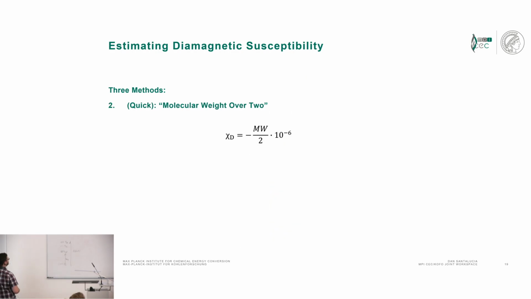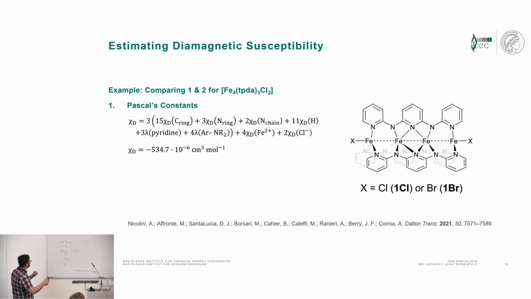But I want to highlight the other method, which is the quick and dirty method: molecular weight divided by 2 times minus 10 to the minus 6. Okay, so if you're lazy, or maybe if you can't find a specific value in the diamagnetic susceptibility table that you need, you can try this method. So let's compare them and see how these two methods handle diamagnetic susceptibility.